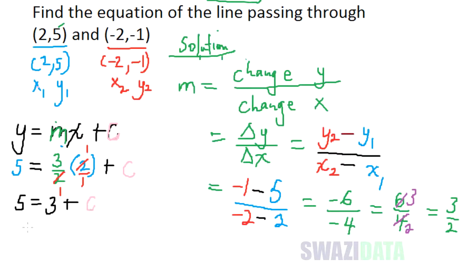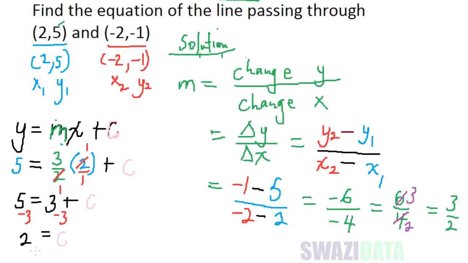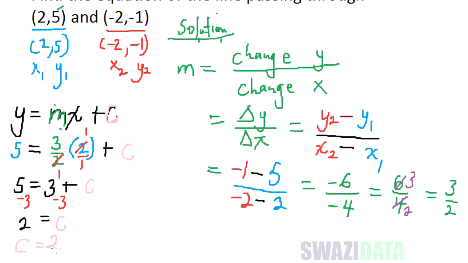And then you have to make c the subject. You have to subtract 3 from both sides. So to make c the subject, because we have an equal sign, whatever we do on one side we do on the other. So minus 3 here and minus 3 there. Then 5 minus 3 is 2, 3 minus 3 is 0, 0 plus c, so we get c. So the answer we found is c is equal to 2.